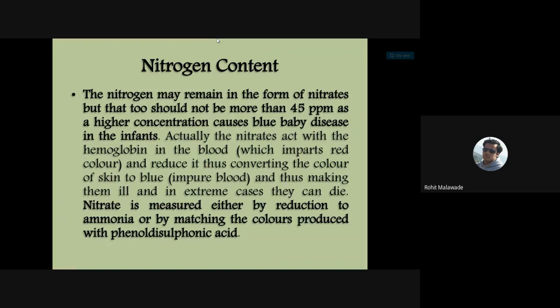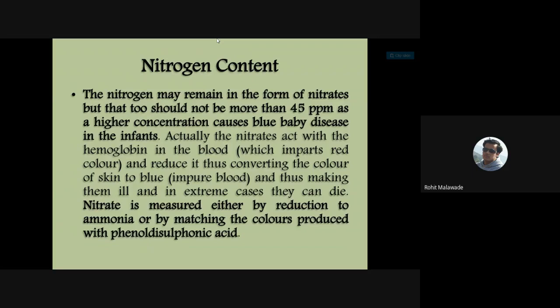Now, what is this blue baby disease? Actually, the nitrates react with the hemoglobin which is present in the blood. When the nitrate content in the water reacts with the human blood, the skin color is going to turn blue, thus making them ill in extreme cases.